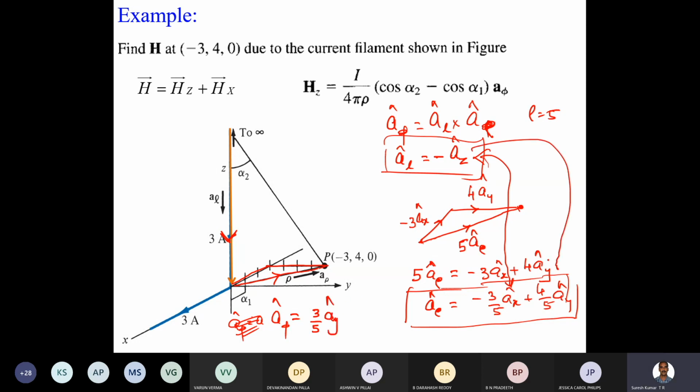Same way the second term. Minus plus, so it is minus 4 by 5 AZ cross AY. AZ cross AY means it is minus AX. So this should be the direction of the magnetic field.